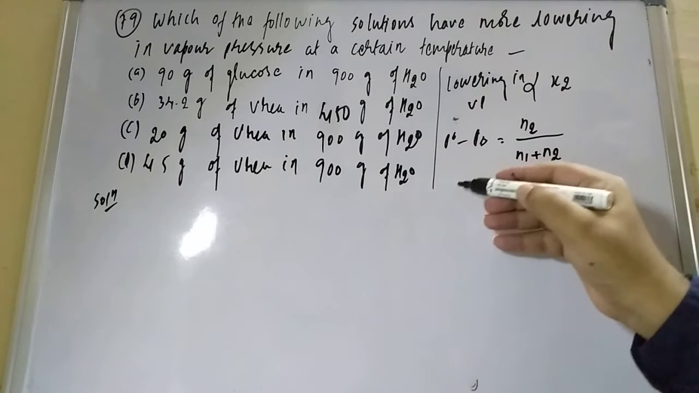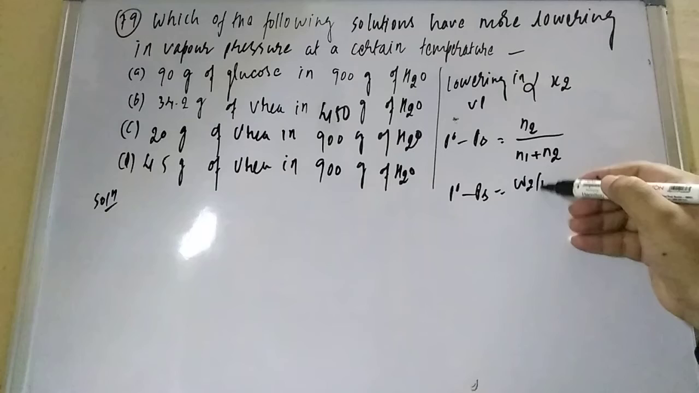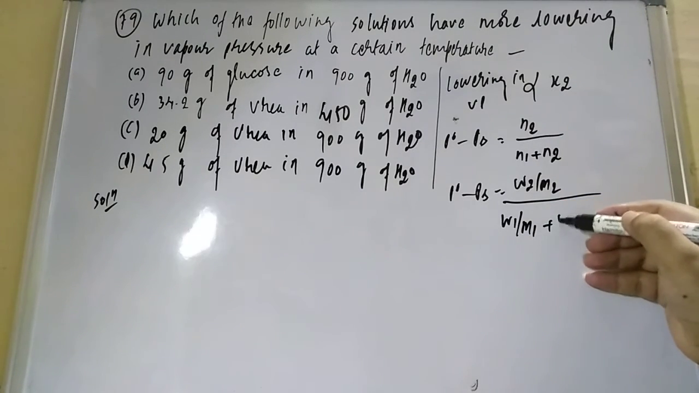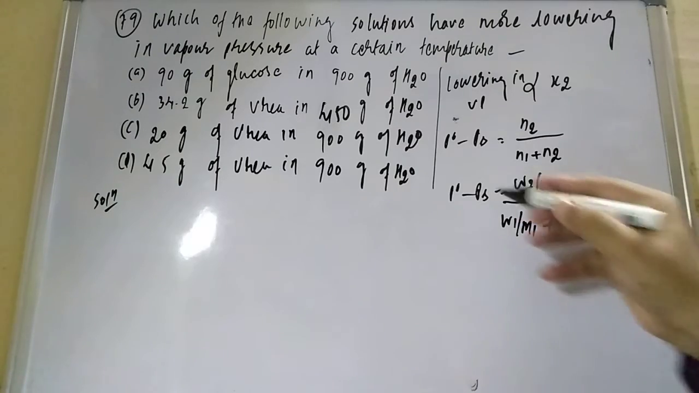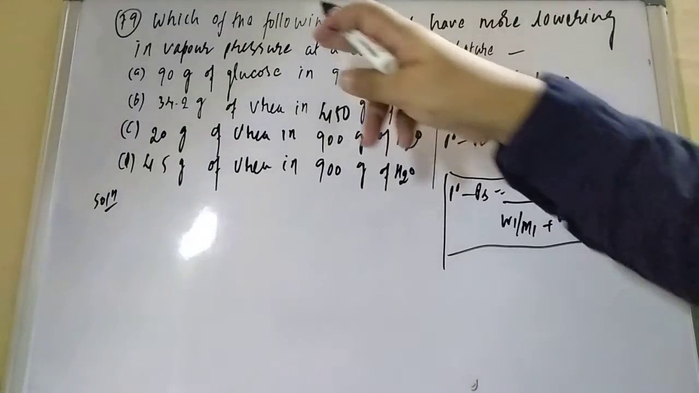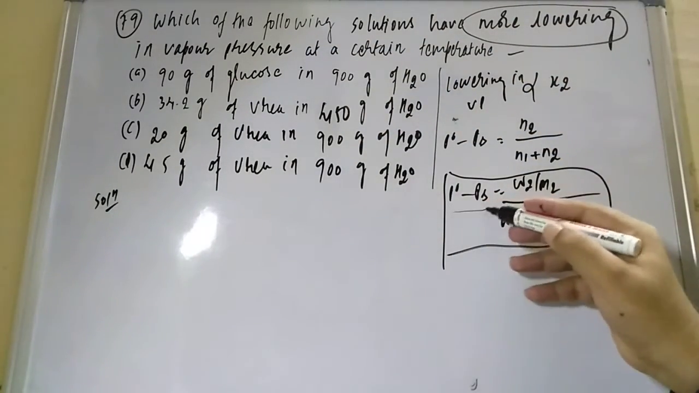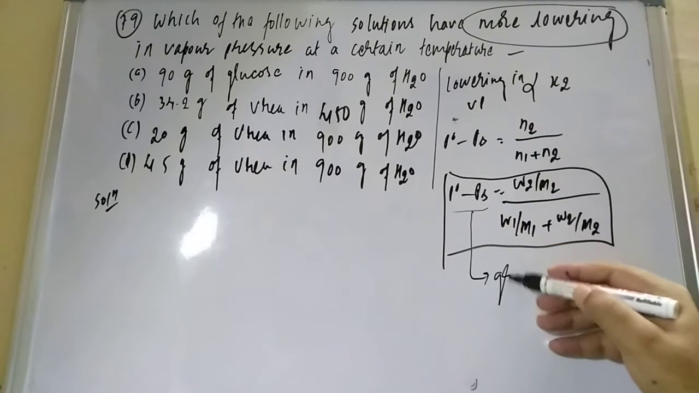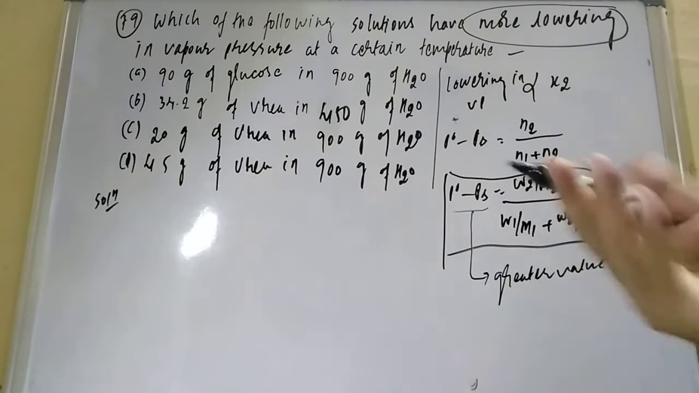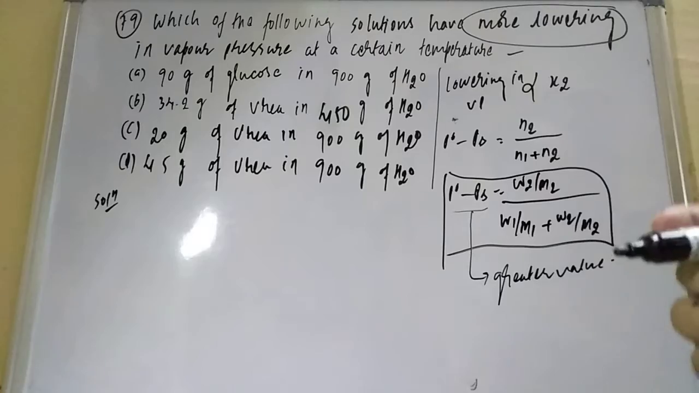Again, P naught minus PS, if you derive, is W2 upon M2 divided by W1 upon M1 plus W2 upon M2. So this formula you apply, and then you try to find out which one is having more lowering in vapor pressure. So whichever is coming with the greater value, you can select that option. Now by the options also you can select. You don't need to solve actually, but let us see what we can do for this.